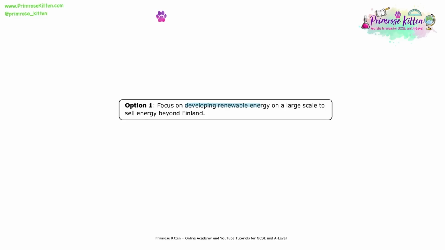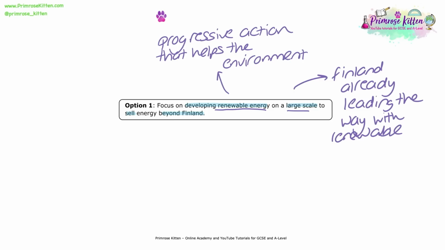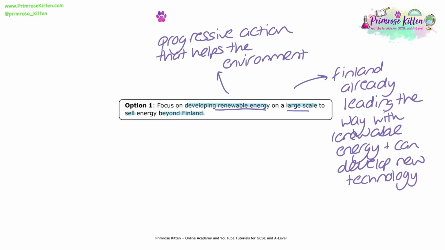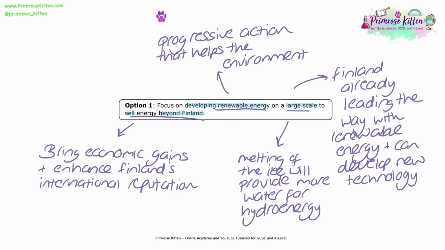Option 1 is to focus on developing renewable energy on a large scale to sell energy beyond Finland. If you have selected this as your preferred option, there are a number of points which you could make to justify your choice. Firstly, that developing renewable energy is a progressive action that helps the environment. In this, Finland is already leading the way with renewable energy and is well placed to develop new technology. As the ice continues to melt, more water will be provided for hydro energy. Finally, that developing renewable energy to sell beyond Finland will bring economic gains, enhancing Finland's international reputation and bringing energy security.